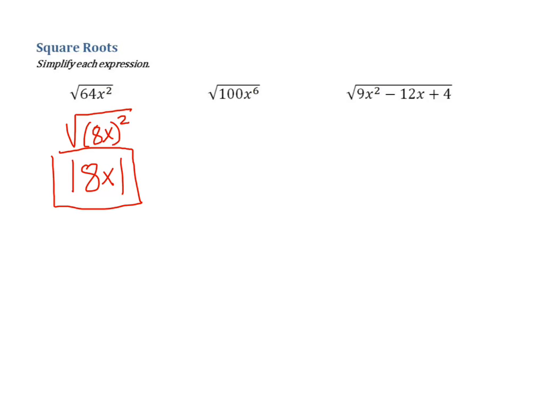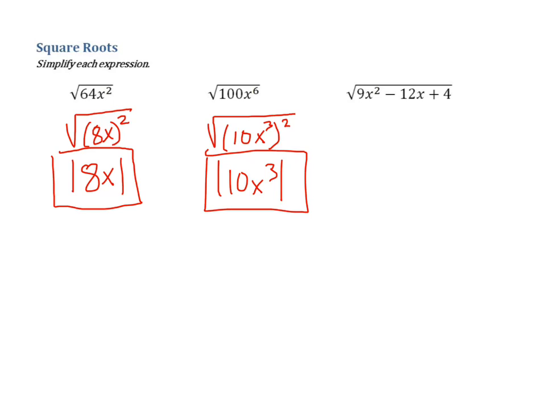All right, how about this guy? Same idea. Well, we think, what can we square to get 100? And it is 10. What can we square to get x to the 6th? And that is x to the 3rd. Because our power rules say these powers multiply, giving us x to the 6th. And so when we square root this, we get 10x cubed. And again, we need some absolute values around that.